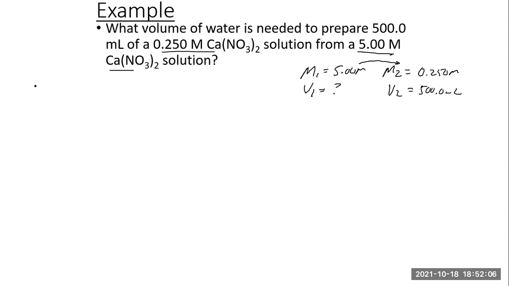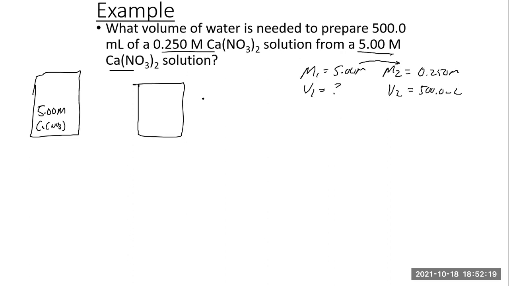So again, visually here, we have sort of a stock bottle sitting there that's more concentrated. That is a 5 molar calcium nitrate solution. Again, we're going to take another container here, and we want it to have a total volume of 500 milliliters and a molarity of 0.25 molar. So typically speaking, when you solve for V1, which is the case here, that's basically how much we need to take of the more concentrated solution into our dilute solution.